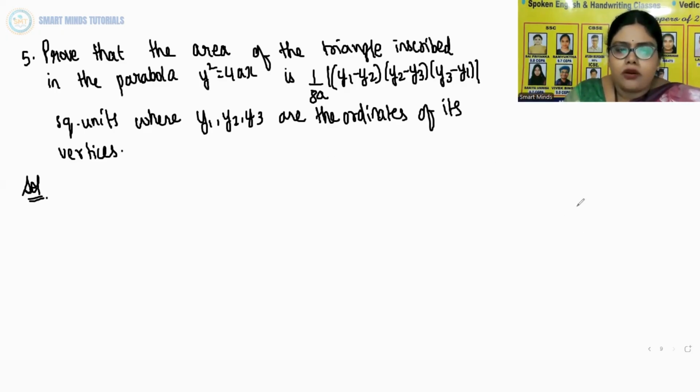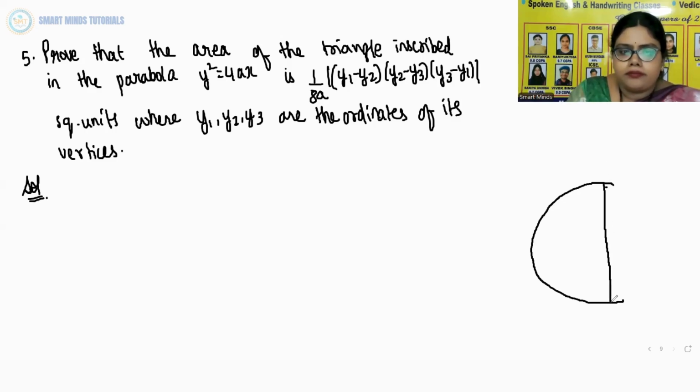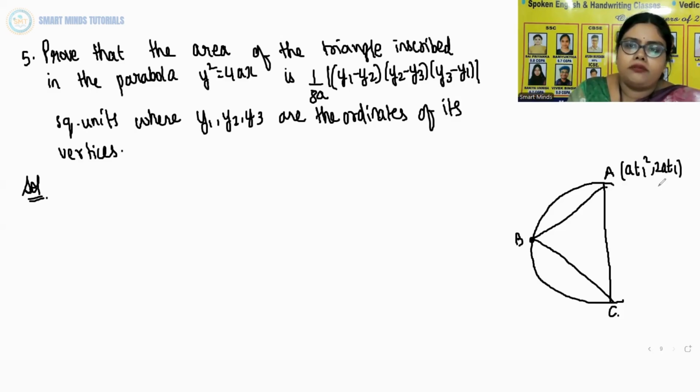So first let us draw a figure. See, this is a parabola. This is a straight line. This is a point with which it forms a triangle. This is A, B, and C. So in parametric form, we take the points as (at1 square, 2at1), (at2 square, 2at2), (at3 square, 2at3).